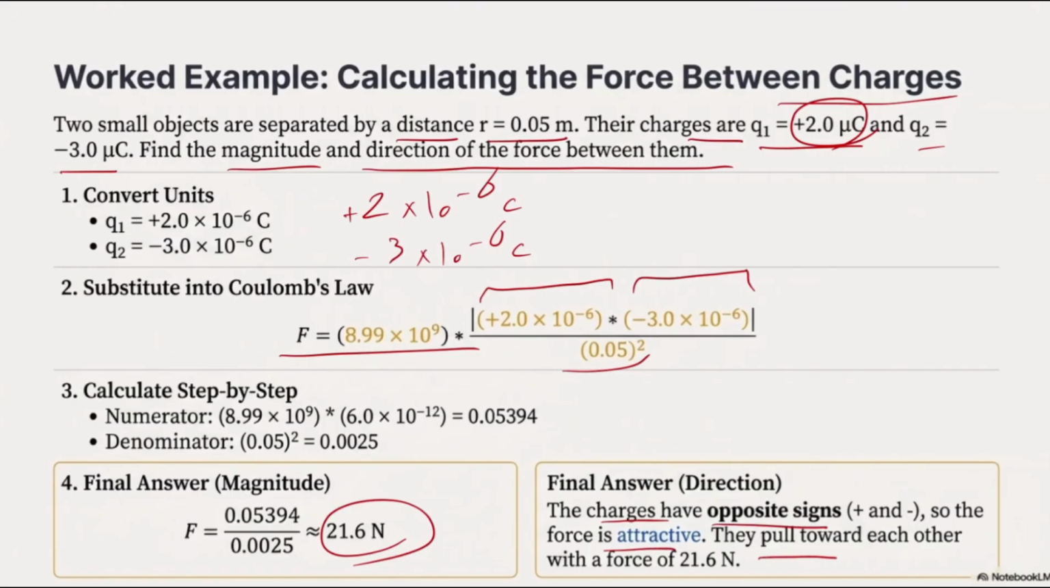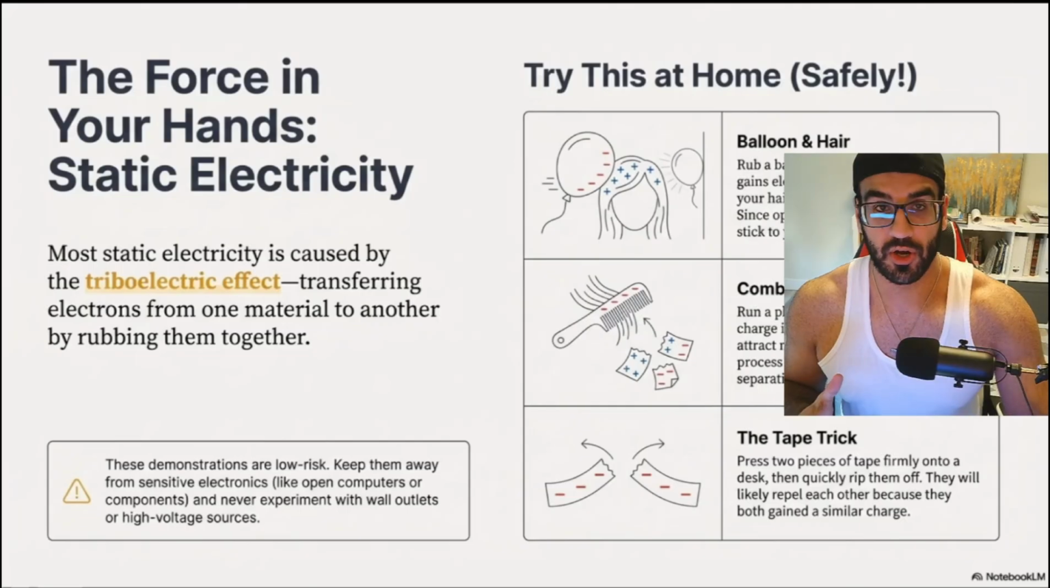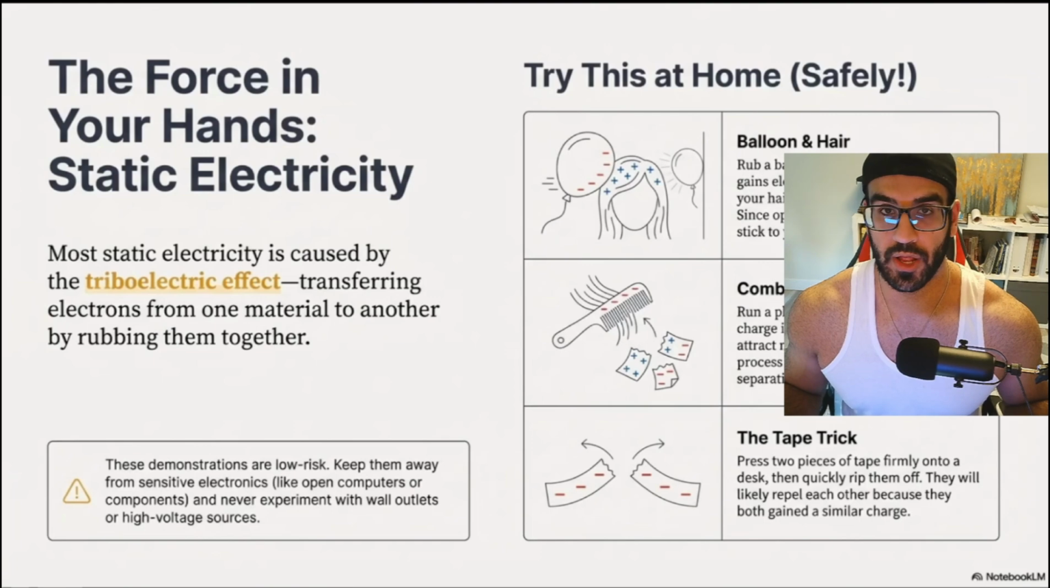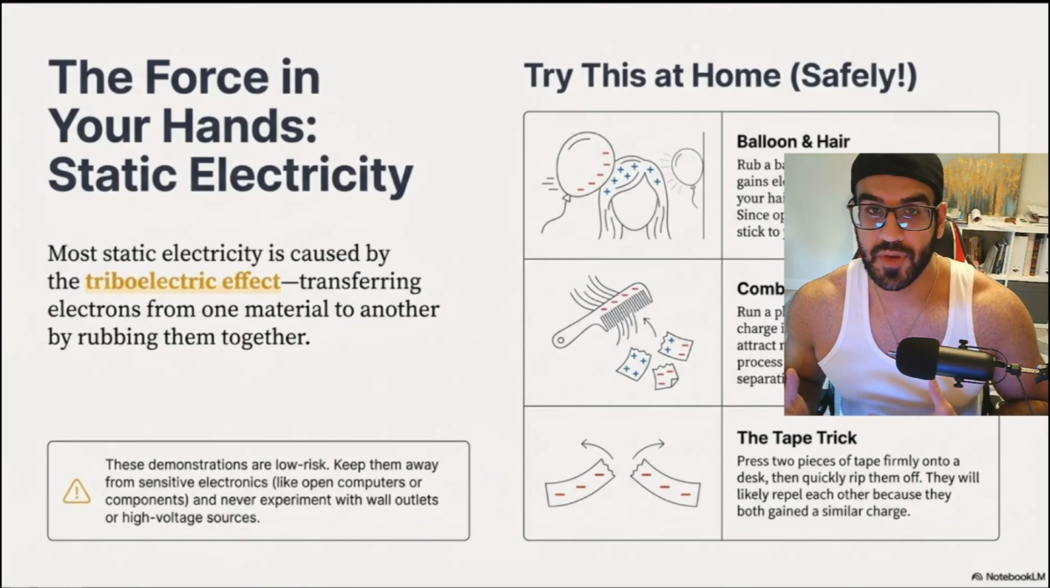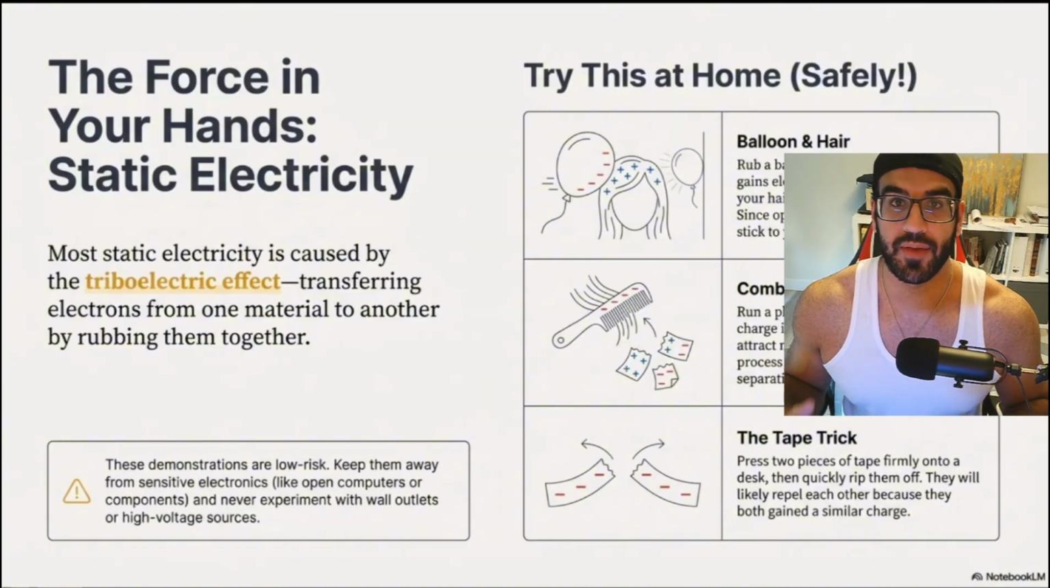They pull each other with a force of 21.6 newtons. It means that if you have two objects, they're going to pull each other with that 21.6 newtons of force. So let's talk about using the knowledge we just learned related to moving charges from one object to another, having different or opposite charges that are going to attract each other, and maybe making two of the same kind of charges that repel each other.